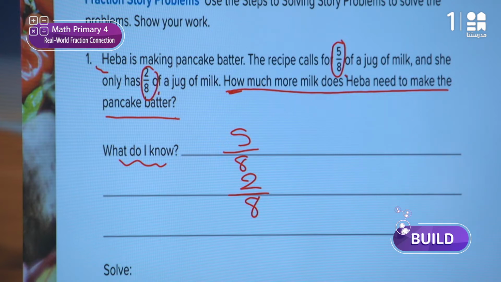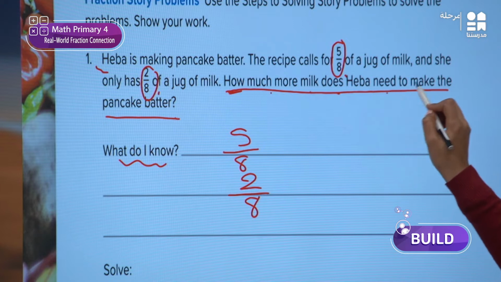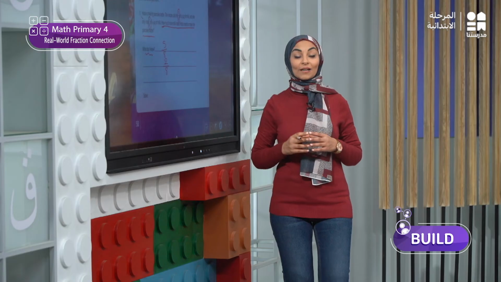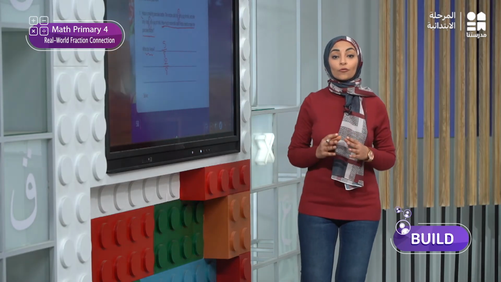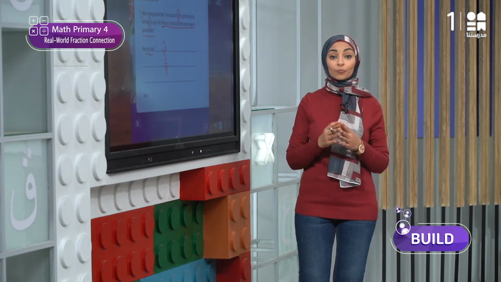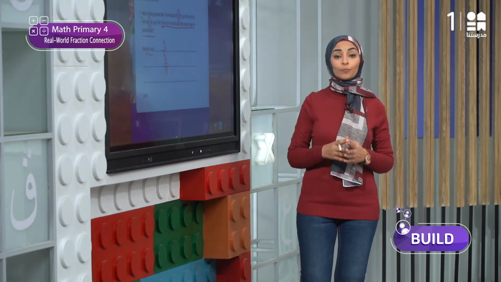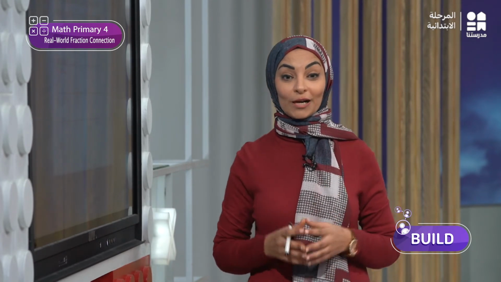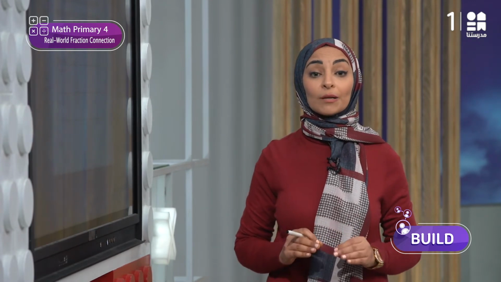Heba has 2/8 of the milk. So what does the question say? It says, how much more milk does Heba need to make the pancake batter. Okay, now we all ask ourselves this question. If the amount of milk Heba has is less than the amount of milk she needs in the recipe, what will be the mathematical operation we will use? Which operation will I use, addition or subtraction? Now Heba has part of the amount and she only needs the second part of the amount. She has an amount and needs to add to it so that she has the whole amount of the recipe. So now I need to do subtraction.